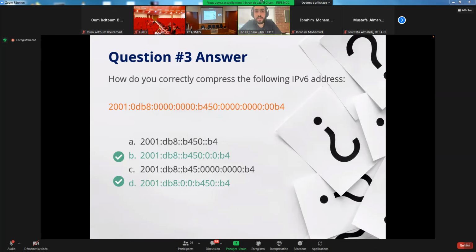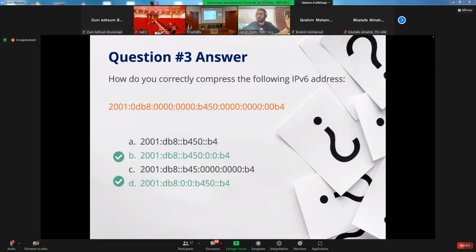So let me say why A is wrong. Because in A, you see that we have the double colons twice. I don't know if you can see my mouse, but you see it to the left of B450 and to the right of B450. The rule is you can only have it one time in an address. Why? We compress the address, but at the end of the day, we should also know how to decompress it.